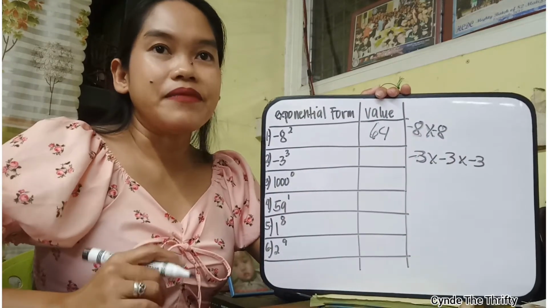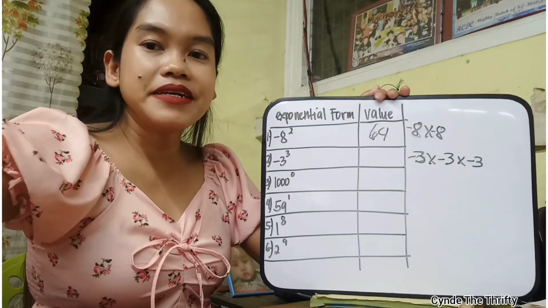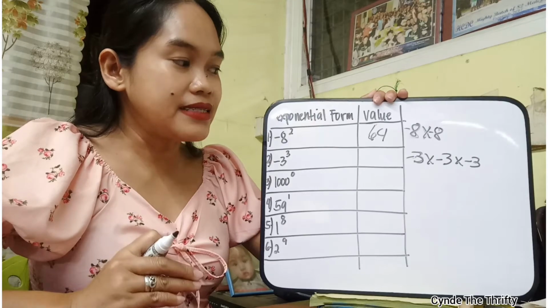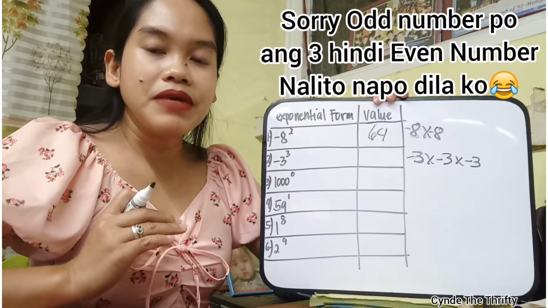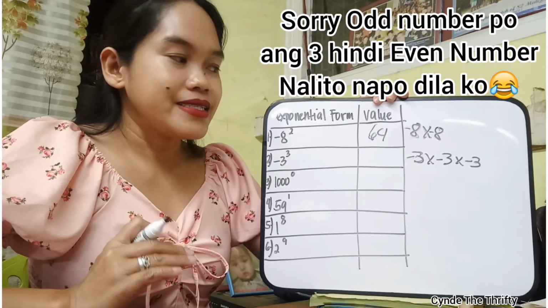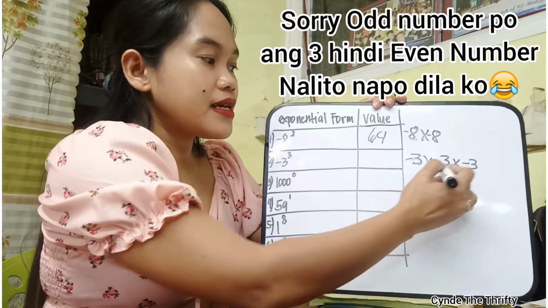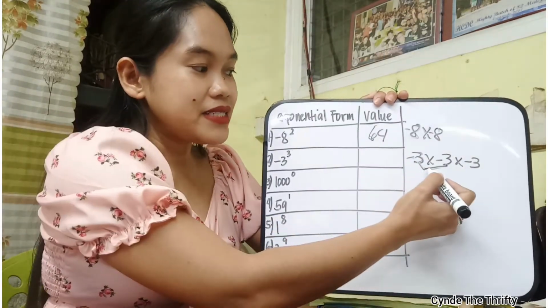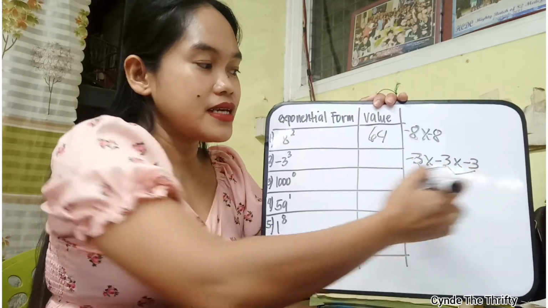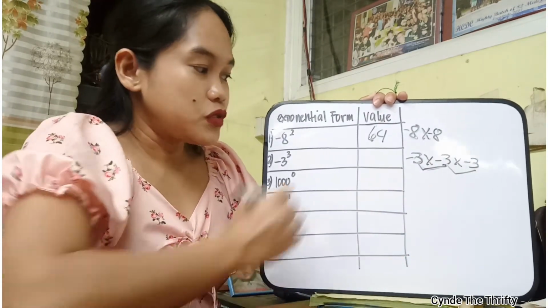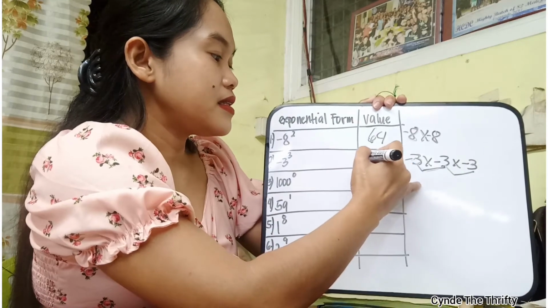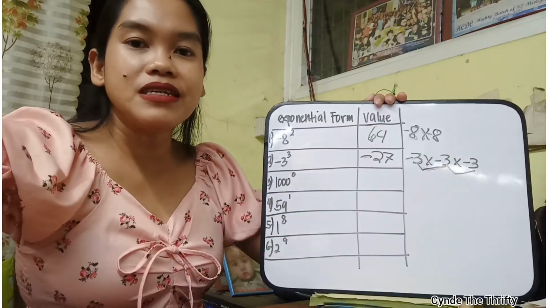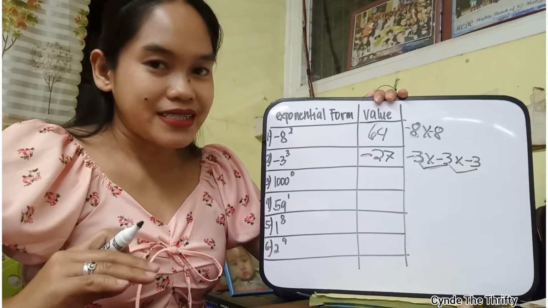Ayan. So, dahil napag-aralan natin na kapag ang ating base is negative and ang ating exponent is odd number, ibig sabihin is negative yung ating sagot. So, negative 3 times negative 3 is equal to positive 9. And then, positive 9 times negative 3 is equal to negative 27. So, ang ating sagot is negative 27. So, negative 3 cubed is equal to negative 27.